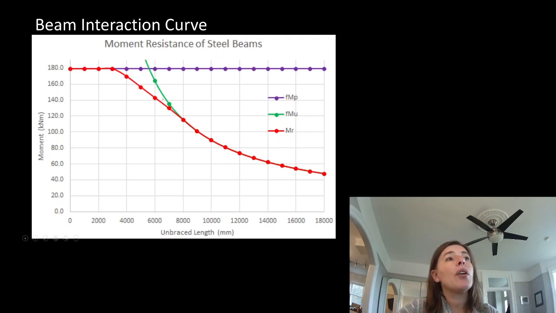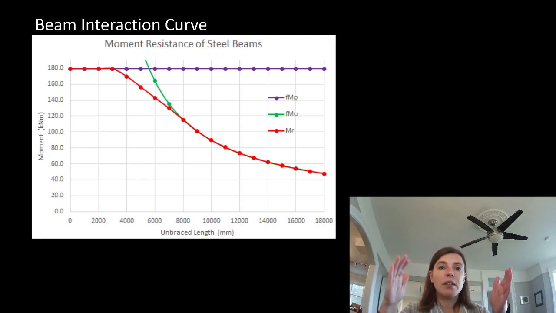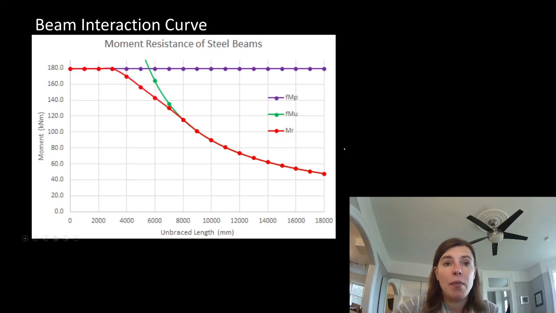As it gets longer and longer, if it's not braced, or if we're talking about what load it buckles at, as it gets longer, the load it buckles at drops down. So buckling starts to become a much bigger factor in what we have to worry about. And the combined moment resistance, or the moment resistance of our steel beam, when it's short, is all about the fact that it's just regular old bending.